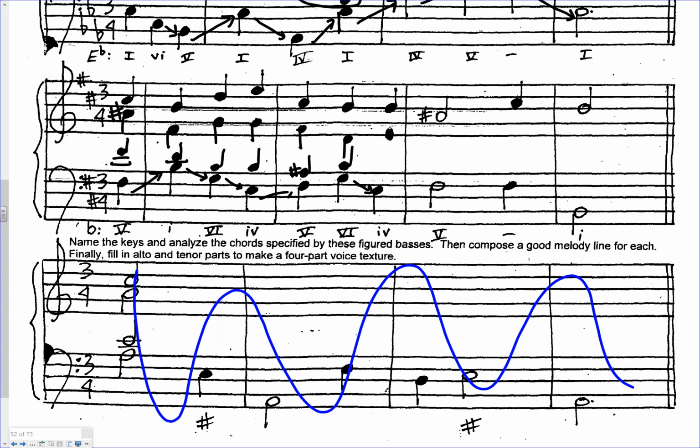Bass is moving down. Let's do some contrary motion here. Altos can move up. And then the tenors can come down and sing that G. So I've got 2 roots, and I've got a 3rd, and I've got a 5th.